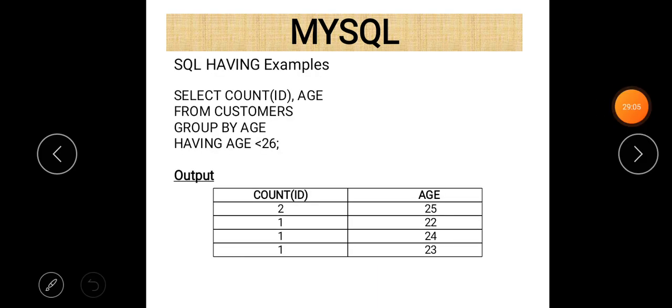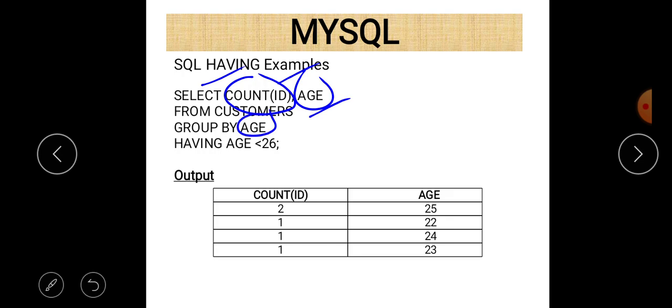So let us see here. You can easily see select count(id), where count is an aggregate function, and age from customer, and we want to make a group on the basis of age here. The condition related to the group is that age should be less than 26, so we just write having age less than 26. That is the answer after the execution of that statement.